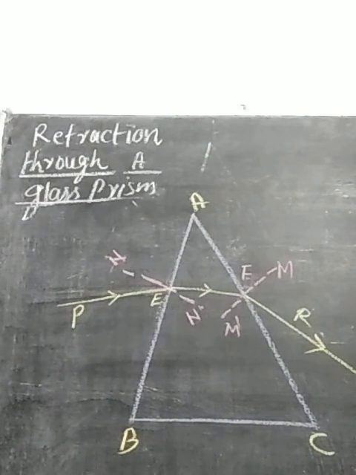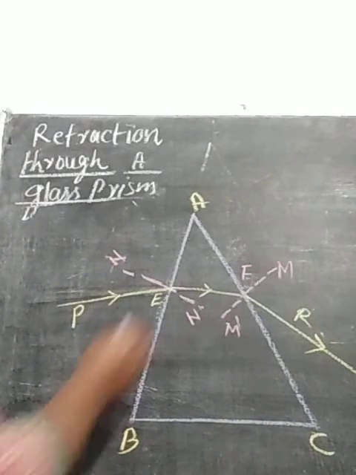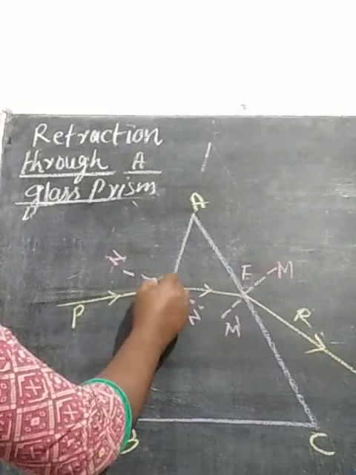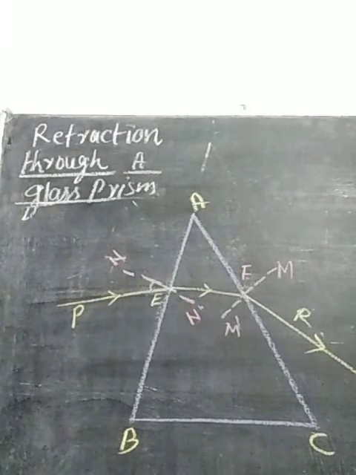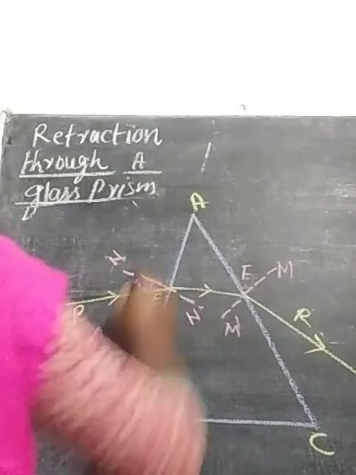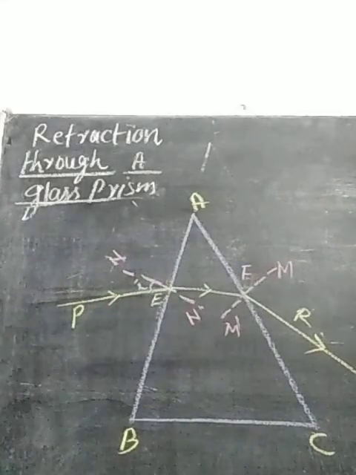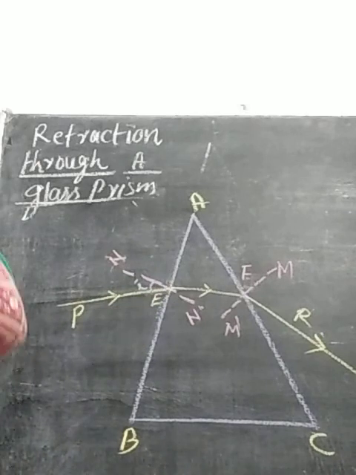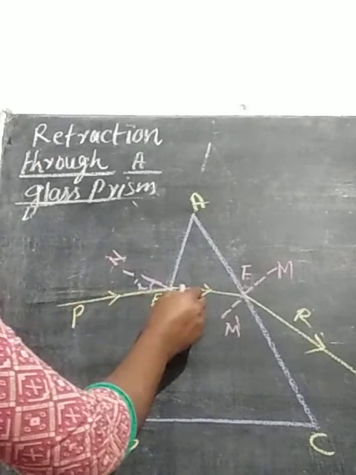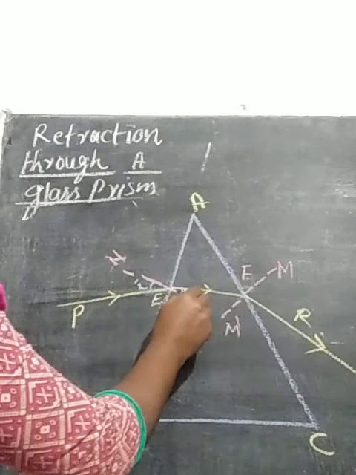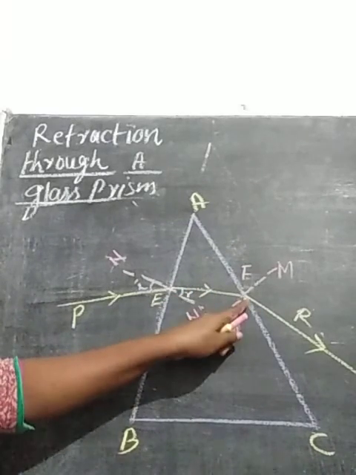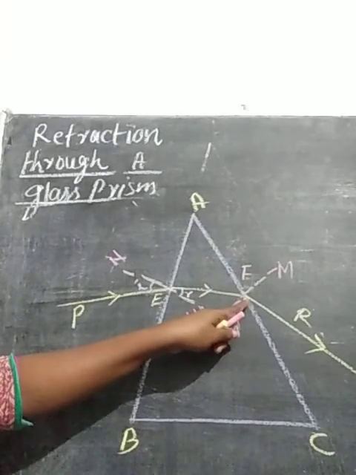And I can mark all the important things on it. This is the angle made by the incident ray and the normal. This is called the angle of incidence. So this angle is called angle of incidence, I. Let me mark it with I. The angle made by the incident ray and the normal is angle I. And the angle made by the normal and the refracted ray is called the angle of refraction. This is r.